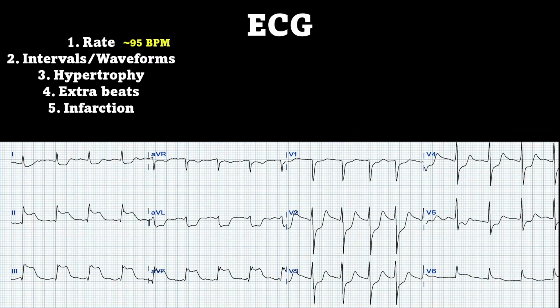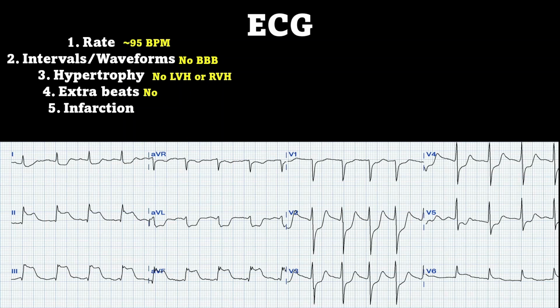Now we get into the 12-lead interpretation. So first off, we know our rate is about 95 beats per minute. That's our guesstimation. Next, we go into our intervals and waveforms. We're looking for elongated PRIs, which can indicate a first degree AV block. We're looking for widened QRS complexes, which can mean left bundle branch blocks or right bundle branch blocks. And we don't see any of that, so no bundle branch blocks. Hypertrophy, we're looking for our LVH or RVH. I don't see that here. Extra beats, no PVCs, no PJCs or PACs.